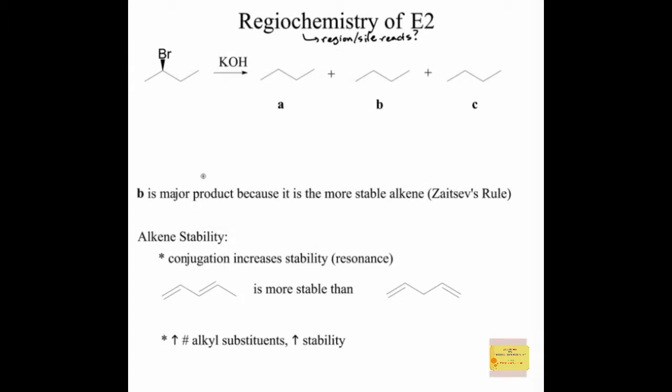If we wanted to do an E2, our leaving group is on this carbon. Where do we have beta hydrogens? Well, we have a hydrogen on this carbon. And on this carbon, we have two hydrogens. We have one that's a wedge and one that's a dash. Okay, so the hydrogen on the far left, we'll call that HA. And the hydrogen that's a dash, we'll call that HB.